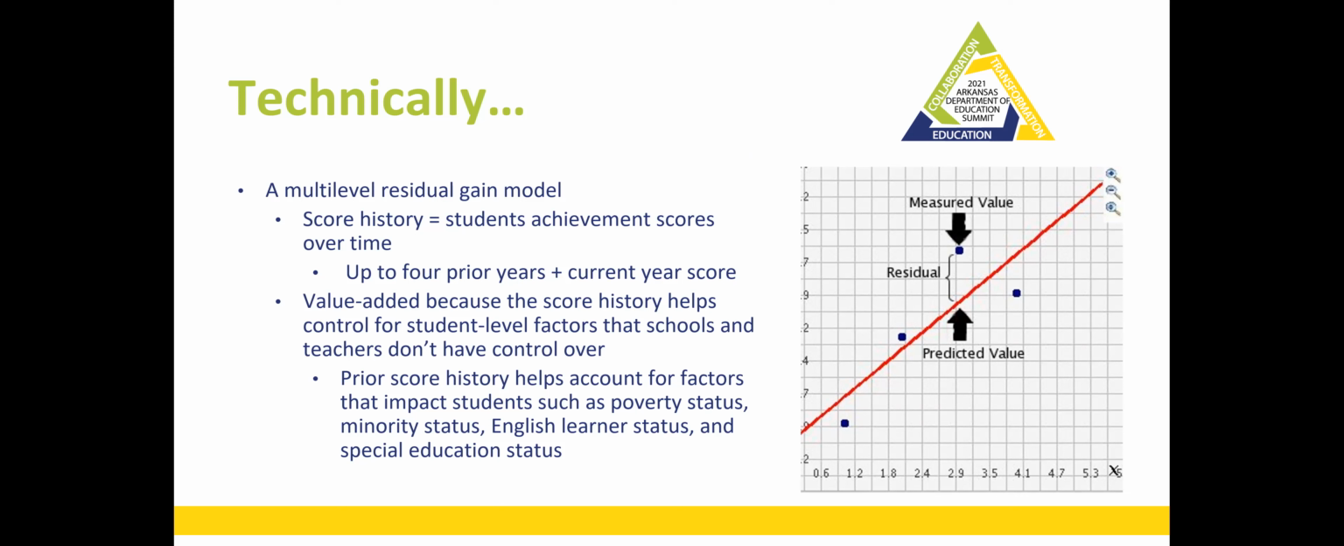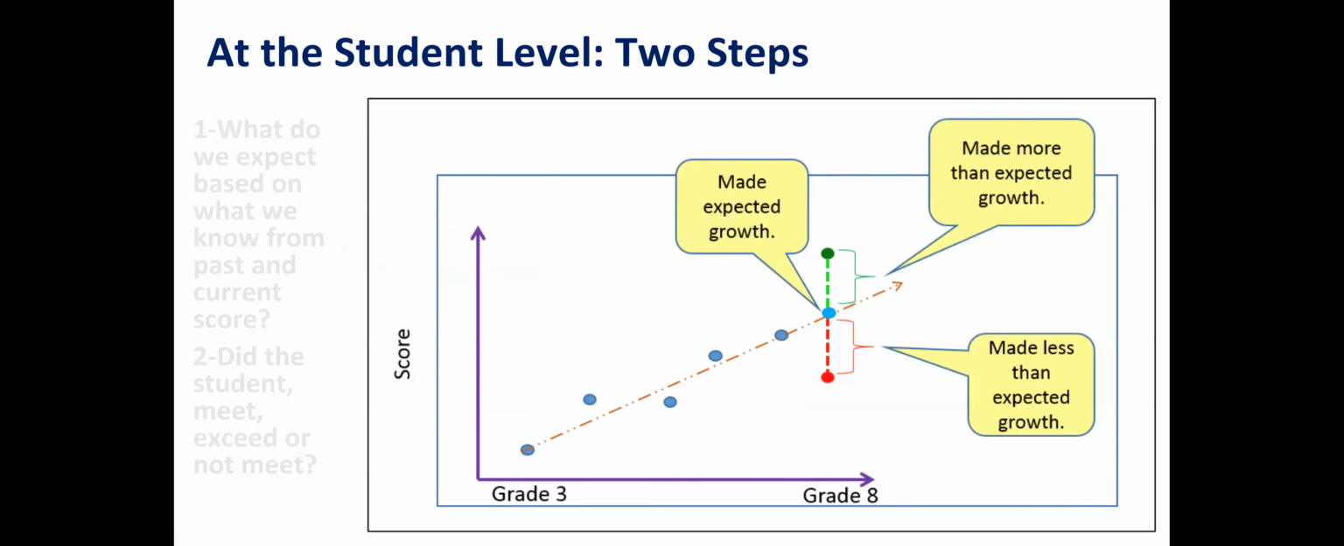It's called value added because the score history itself, knowing where a student has been, their achievement story, helps control for student-level factors that schools and teachers don't have control over. We do know that when kids come to us from poverty backgrounds or are in particular student groups, oftentimes those have been associated in the past with lower achievement or with challenges in improving achievement. And so we want to control for that because the school doesn't have control over who comes to them. The school is working with the students who walk through the door. We want a model that controls for what the school can't control and then gives us information about how well students in the school did when we control for the factors that our teachers and leaders can't control at the local level.